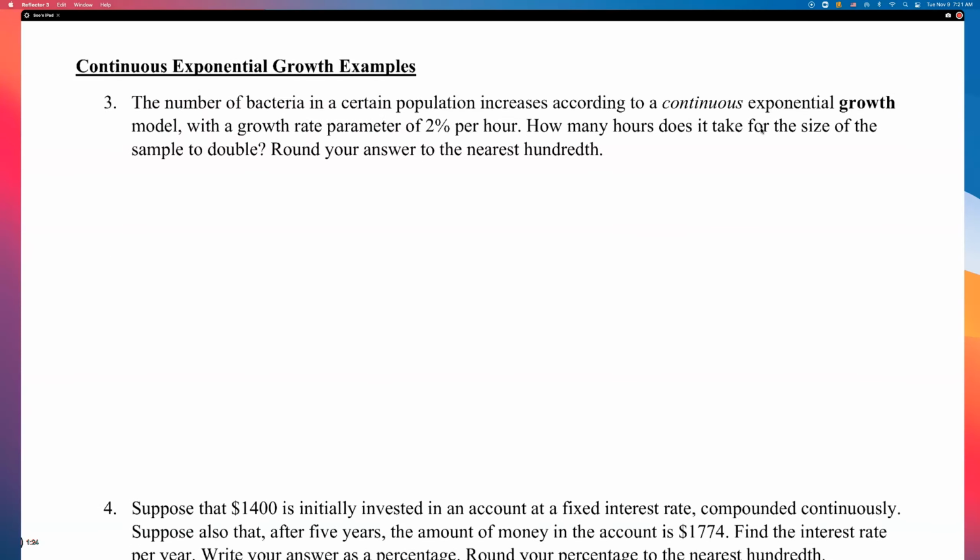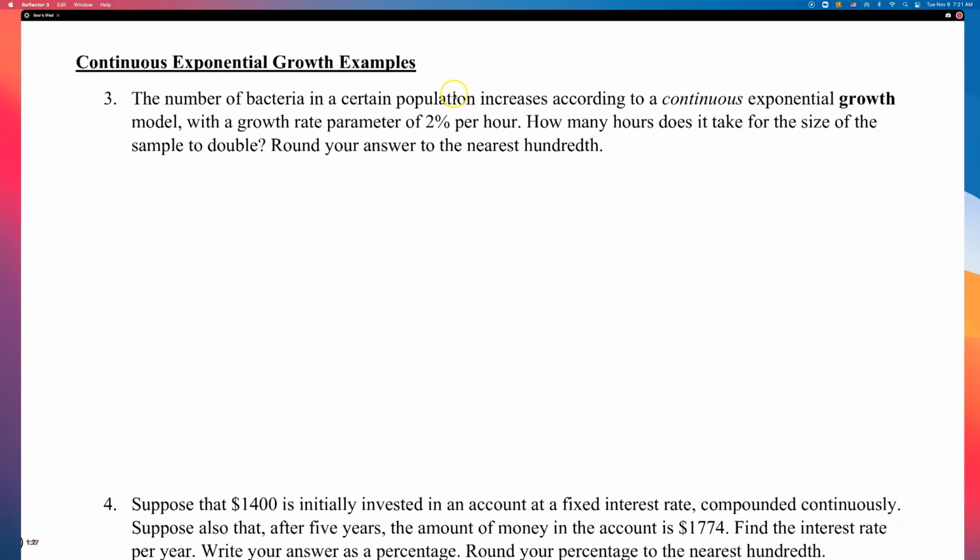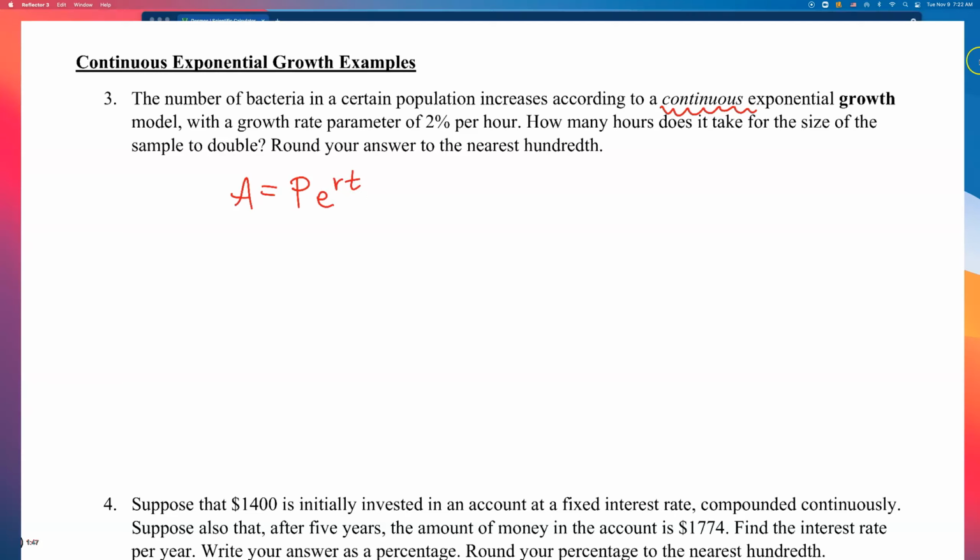Number 3 says, a number of bacteria in a certain population increase according to a continuous exponential growth model. So whenever you see this, you will write down A equals P times E raised to the R times T power. But because I mentioned growth, I know rate is going to be positive. It says with the growth rate parameter of 2% per hour.